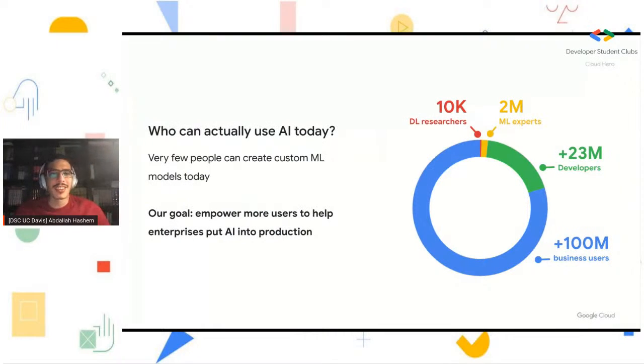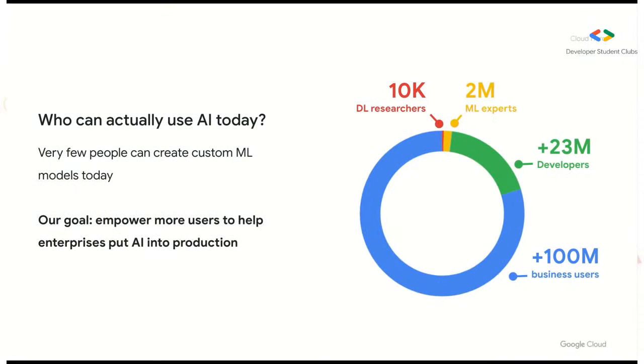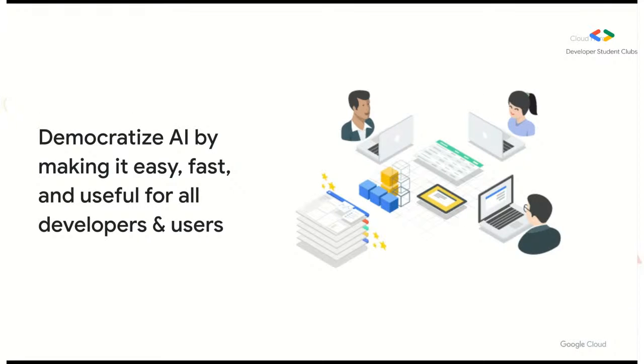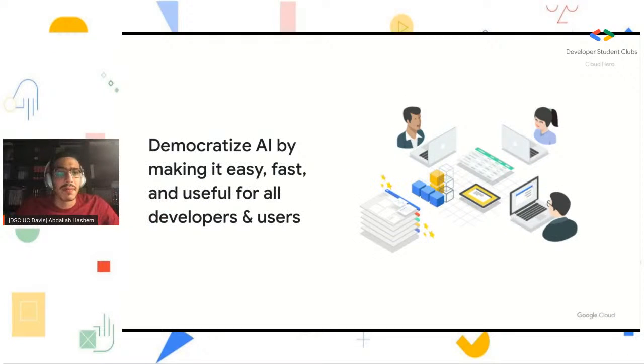And so that gets us to this slide. Because I've given some examples of how machine learning could be used every day, who can actually use AI today? Very few people can create custom machine learning today, and our goal is to empower more users to help enterprises put AI in production. Awesome. We want to democratize AI by making it easy, fast, and useful for all developers and users.